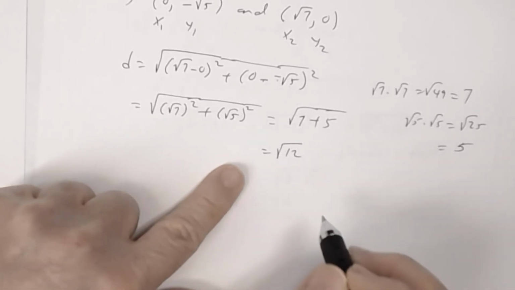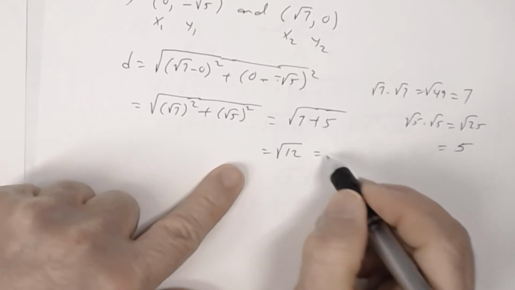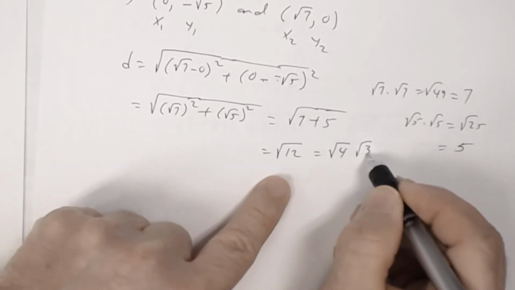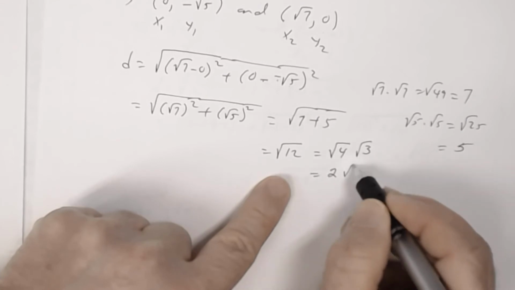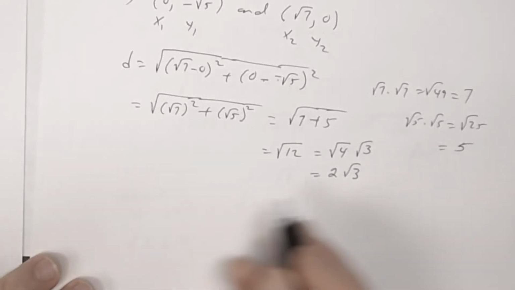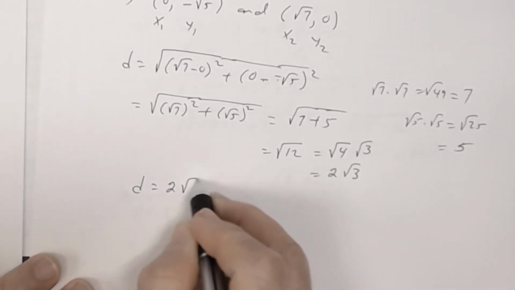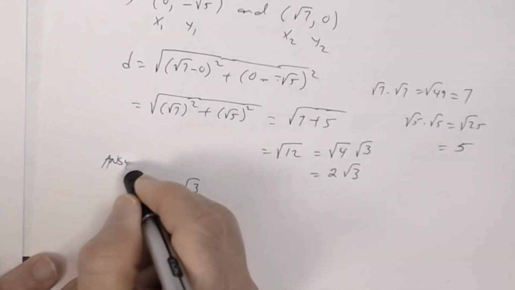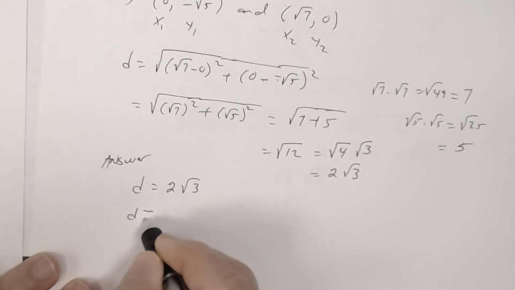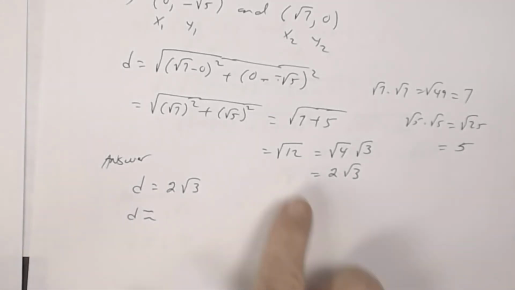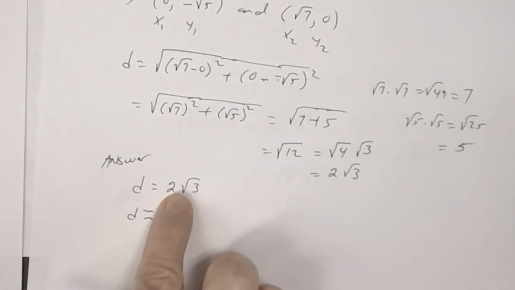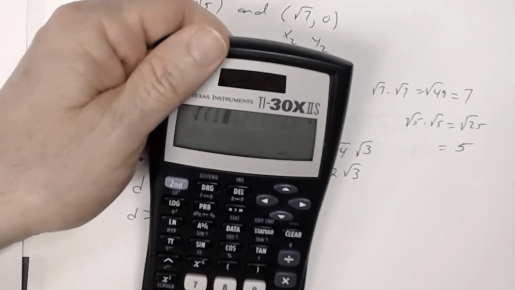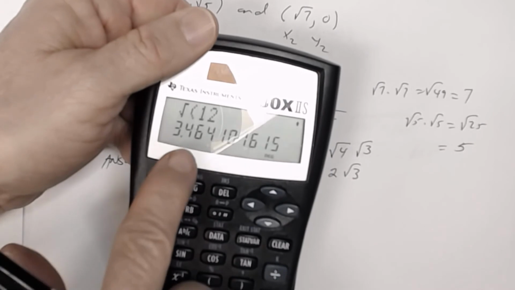Now, can I simplify the square root of 12? Yes. What perfect square goes into 12? 4. So it'll be the square root of 4 times the square root of 3, so that's 2 square root of 3. So the distance is 2 square root of 3. Okay, so that'll be your answer. Now they want you to approximate this. So let's go ahead and approximate the square root of 12, and we'll approximate this as well. So the square root of 12 is 3.46.